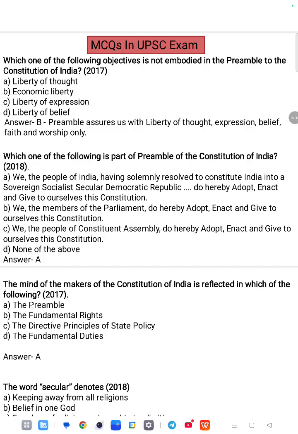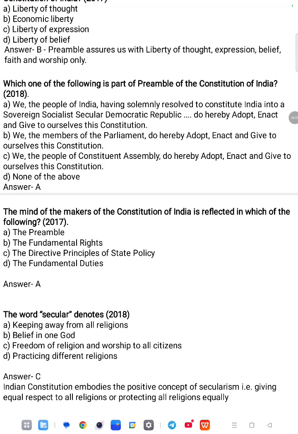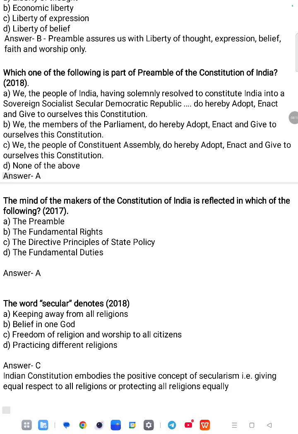A question which has appeared earlier: which one of the following is not embodied in the preamble? Liberty of thought, liberty of expression, liberty of belief are embodied, but economic liberty is not there. We have already read liberty of thought, expression and belief in the preamble. Another question: which one of the following is part of the Constitution? Earlier it was not part of it, now it is. We, the people of India, having resolved to constitute India into a sovereign, socialist, secular, democratic republic, do hereby adopt, enact and give to ourselves this Constitution, is right. We are members of the Parliament is no. We, the people of the Indian Assembly, no. So that is the right answer.